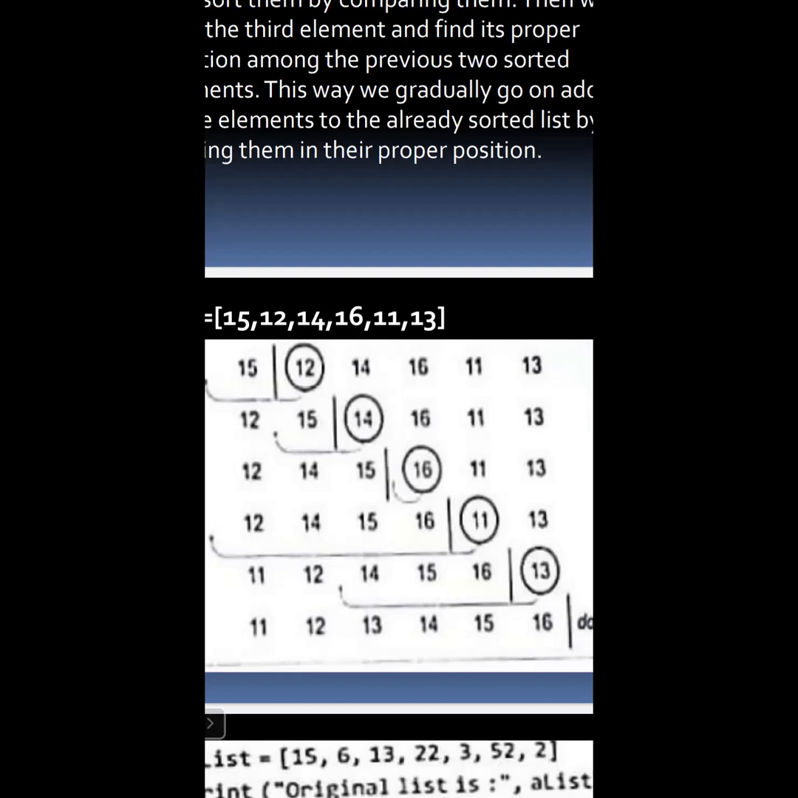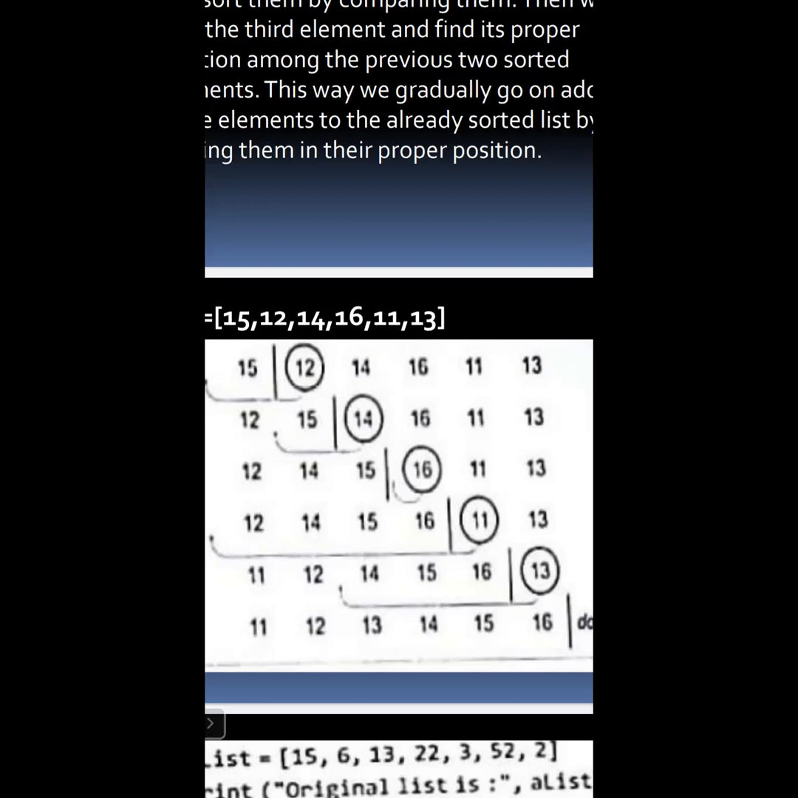13 is there. Okay. Now the circled element is what? A circled element, you can say it is a current element. Current element is what? 13. Now what will happen? 13 we want to compare with the previous element. What is the previous element of 13? 16. Very good.